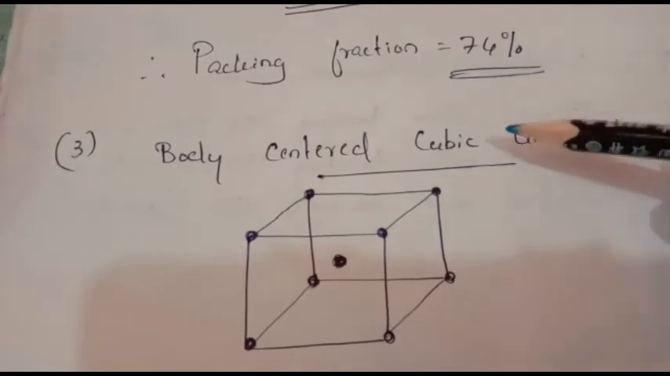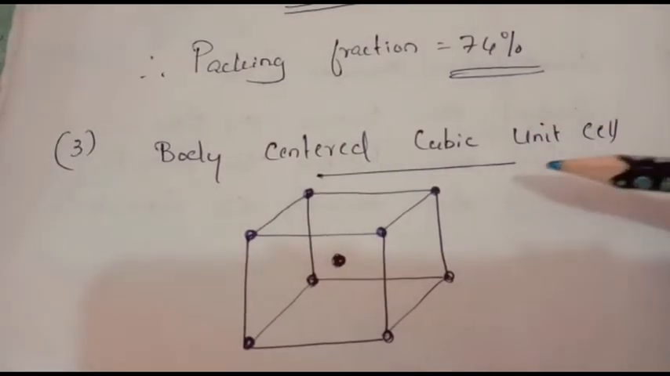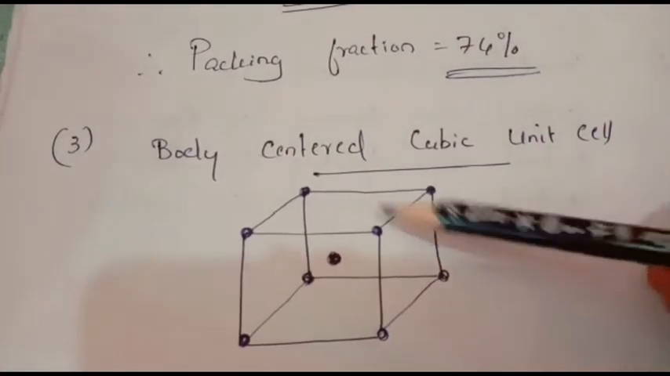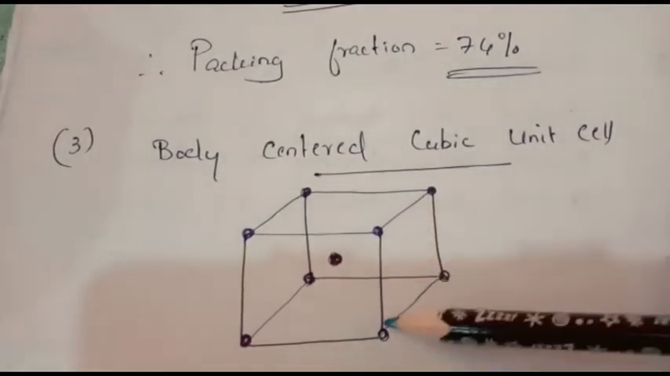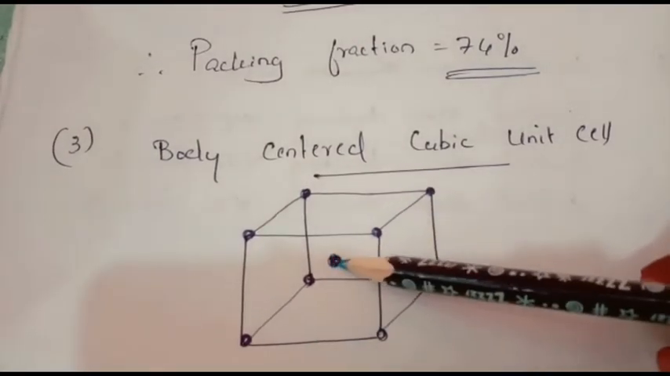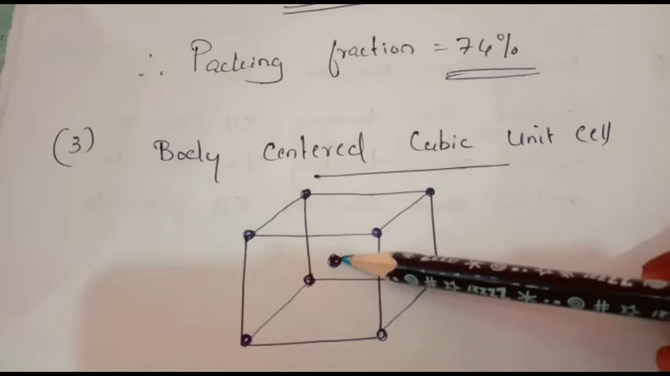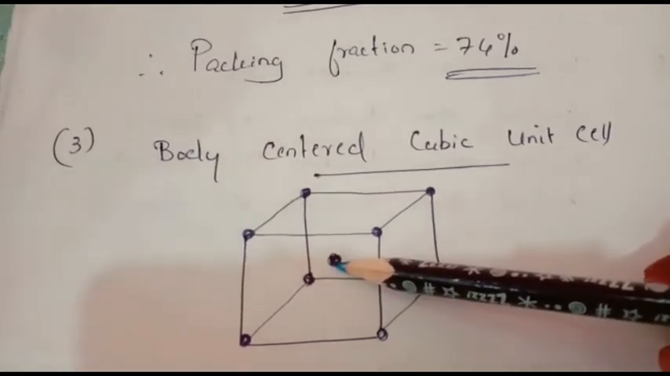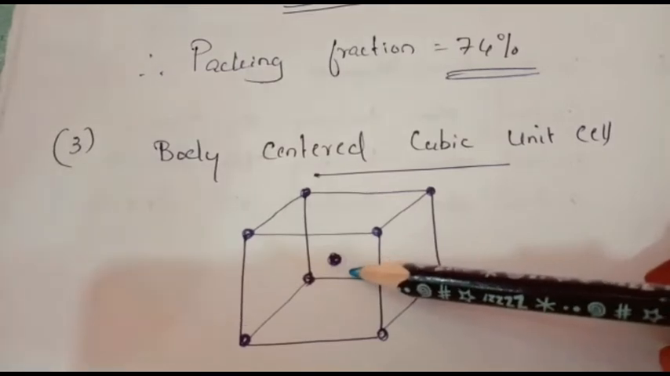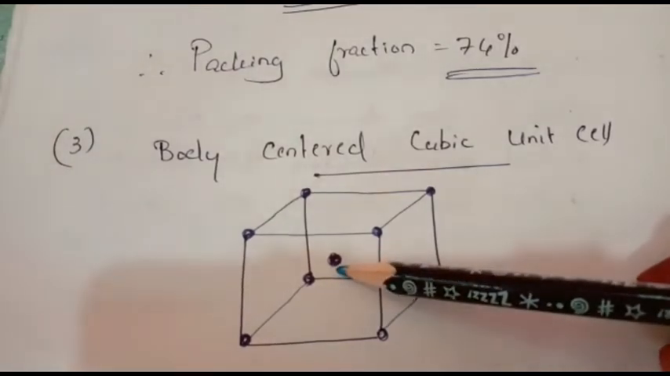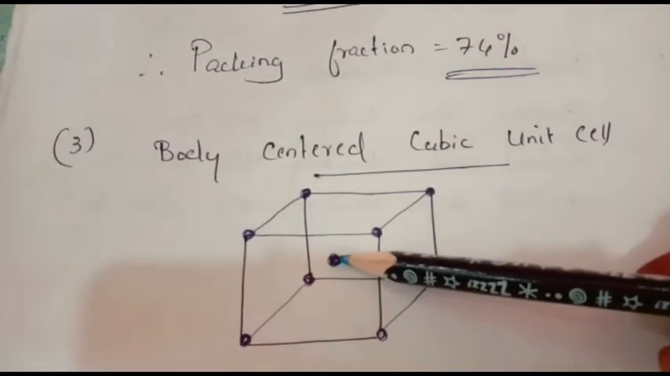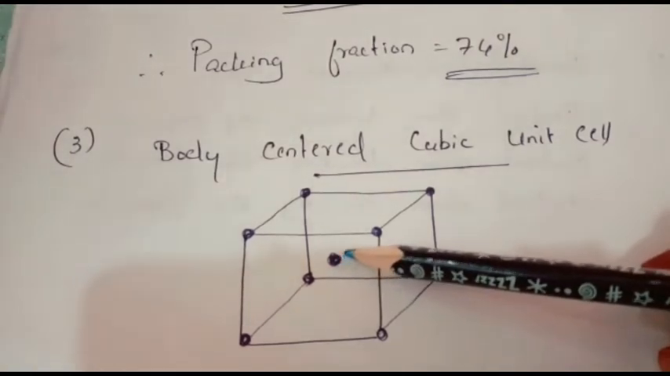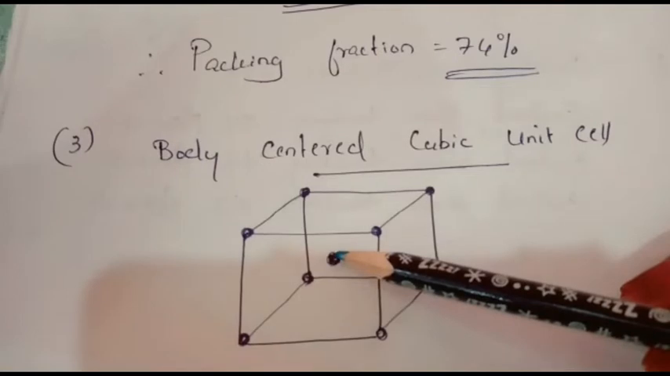Next one is body-centered cubic unit cell. In a body-centered cubic unit cell, atoms are present at all the corners and one atom is present inside the cube. So here every unit cell will have one atom inside the cube. That will not be shared with any other cube because it is completely inside. It is like taking one big carton in cubic shape, then keeping one ball inside the cube.